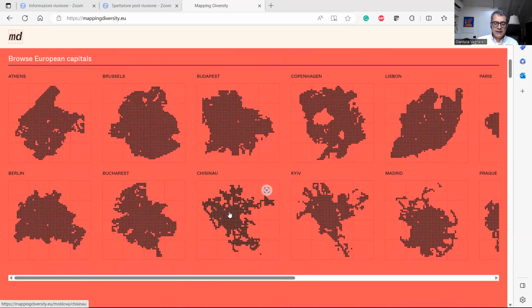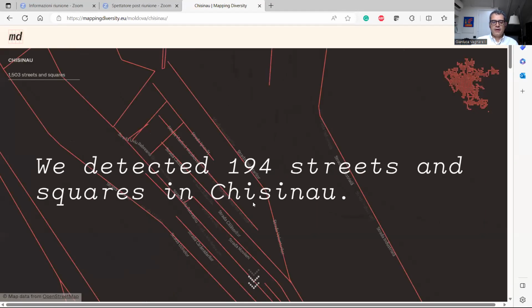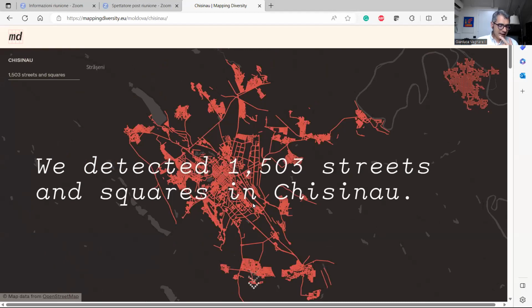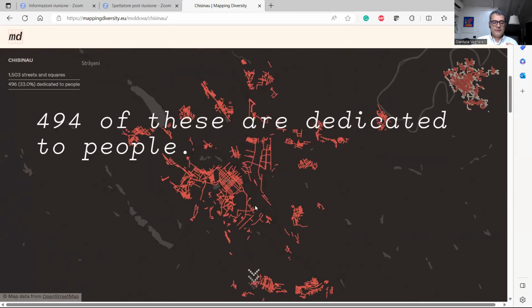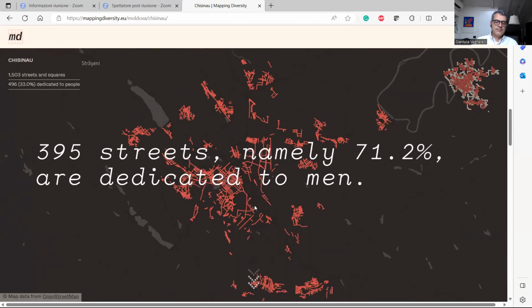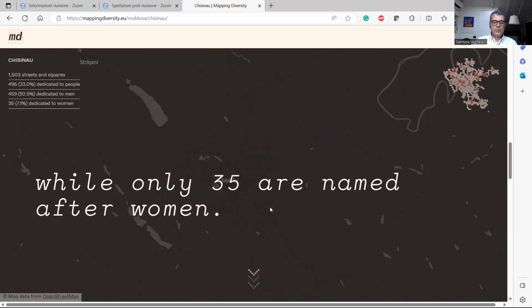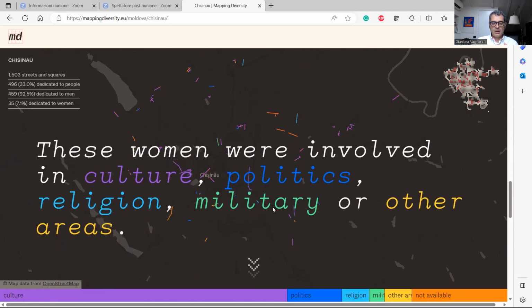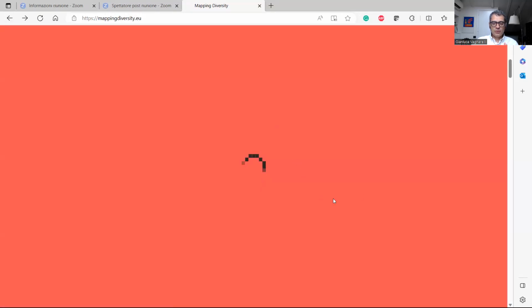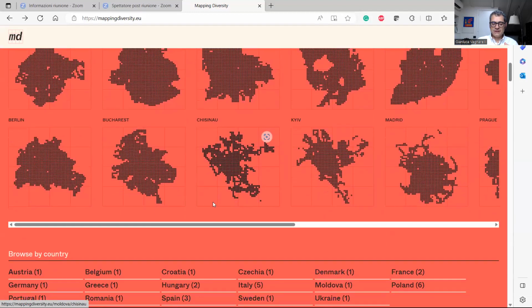For example, clicking on it, you can have the data related to each city. In this case, 1,500 streets and squares are analyzed in Chisinau, and around 500 of these streets and squares are dedicated to people. And 92.5% of these 500 streets dedicated to people are dedicated to men, with only 35 streets or squares related to women. So you have this kind of data for all the cities involved in the investigation.